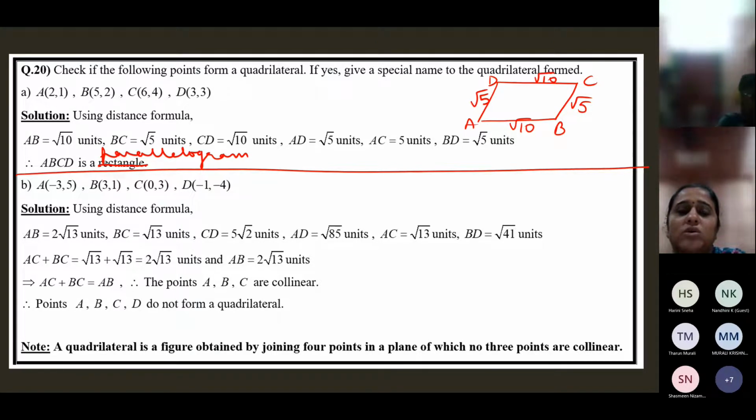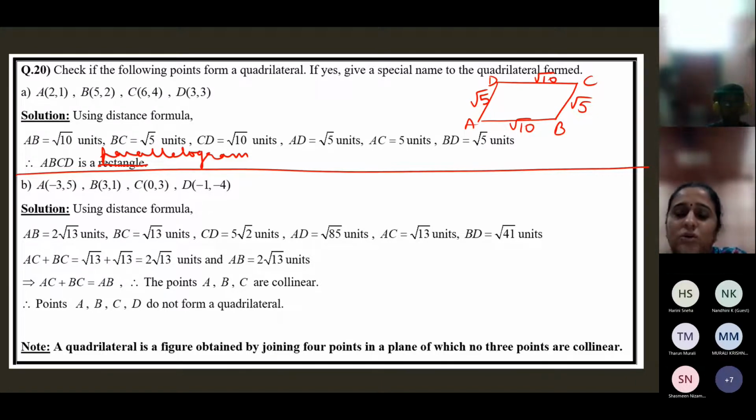Properties of a parallelogram. In the chapter quadrilaterals, properties of a parallelogram. In a parallelogram, both pairs of opposite sides are equal. Conversely, in a quadrilateral, if both pairs of opposite sides are equal, then the quadrilateral is a parallelogram.